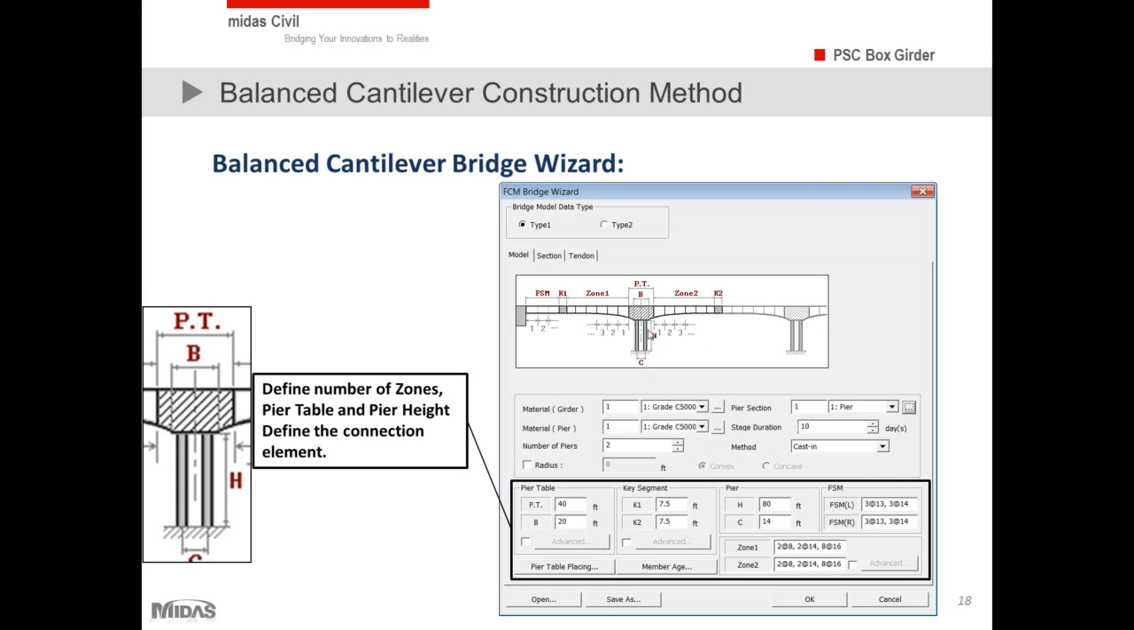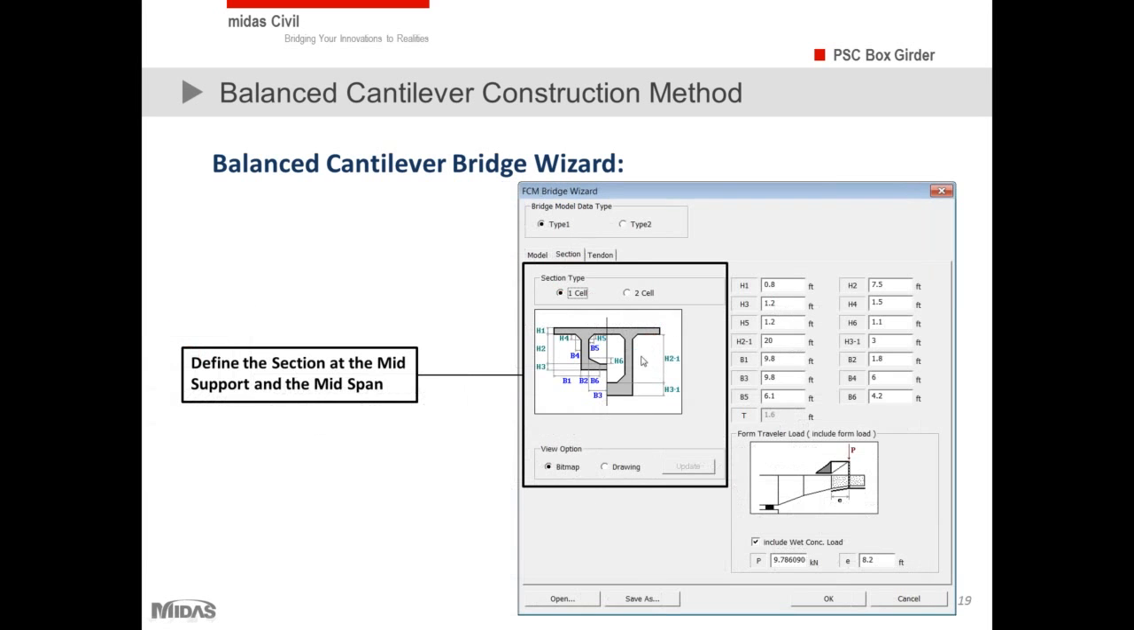So let's say on the left hand side of this particular pier table, it is 60 feet long and it is constructed in 12 stages. So each zone will have a length of 5 feet, and there's gonna be 12 zones. So this is how you define the zones in the Wizard.